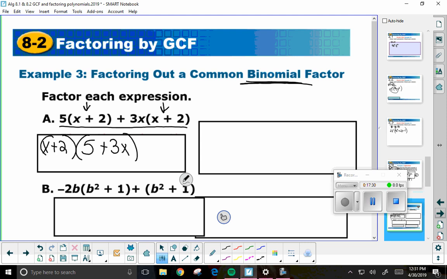So I'm going to multiply this, x plus 2 times 5. Guess what I'm going to get? 5 times x plus 2. Then I'm going to multiply x plus 2 times 3x. And what I'll get is 3x times x plus 2.